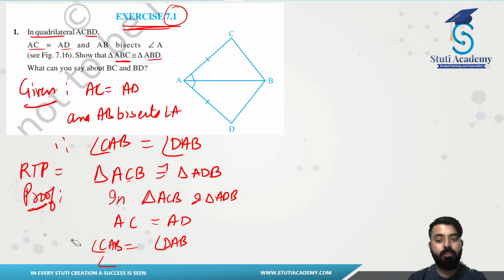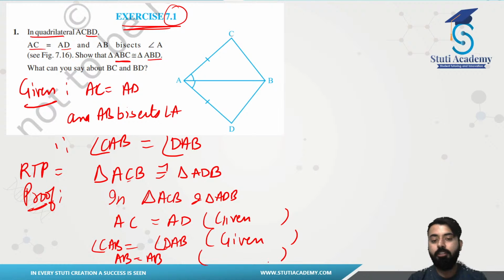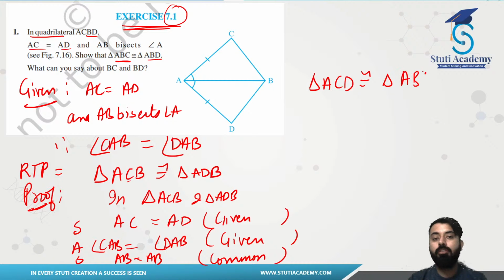So in this case, AC is equal to AD, angle CAB is equal to angle DAB, AB is equal to AB. That is common, right? AB is equal to AB. Write the reasons for them. This is given. This is also given. This is common. Now you guys see, by side angle side, triangle ACB and triangle ADB both are congruent.